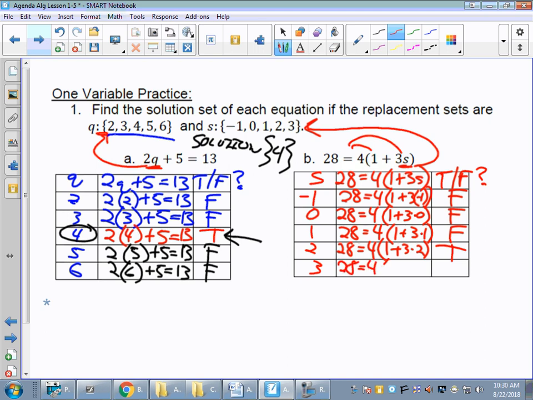And the last one here, we can figure this one out. 28 equals 4 times (1 plus 3 times 3). We're going to have too much here. Not going to be equal to 28. It's false. So our true statement is only here. So that would mean 2 would be our solution set.